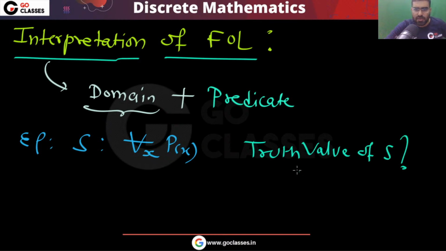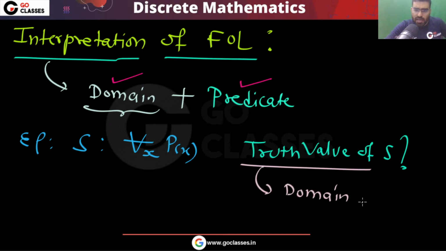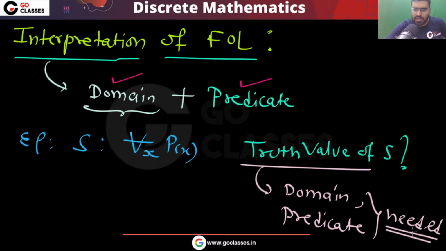So what will you say? You will ask me what the domain is and what P(x) is, right? So I have to give you the domain and I have to give you the predicate. I need the domain, and I also need the information about the predicate. I need these two things, correct? Now let me give you these two things. That is an interpretation. Once I give you these two things, that will be called an interpretation. Is this clear to everyone?